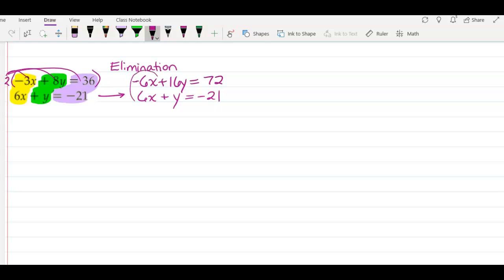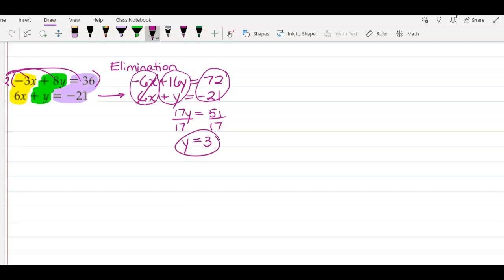Now you can see that the x's are going to cancel. The y's give me 17y, and the numbers give me 51. Dividing by 17, y equals 3. It's easy to solve an equation with one variable. The problem is we couldn't solve it when we had two.